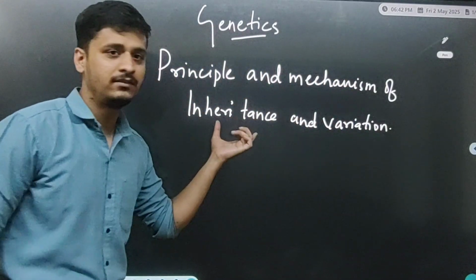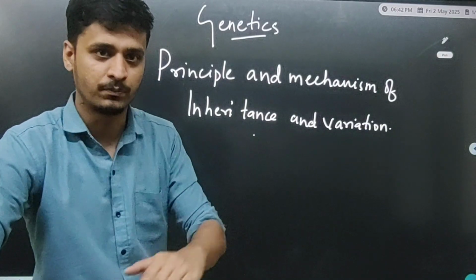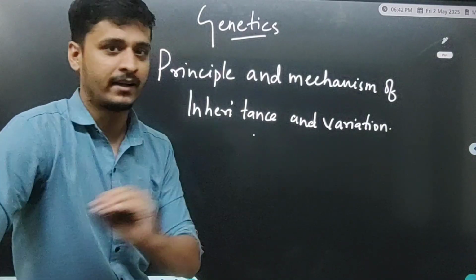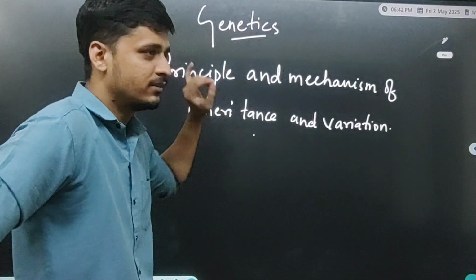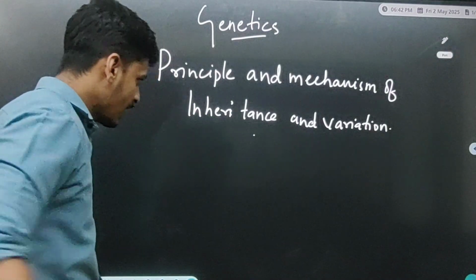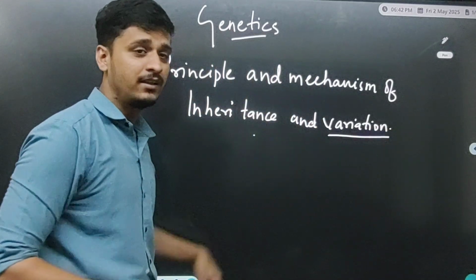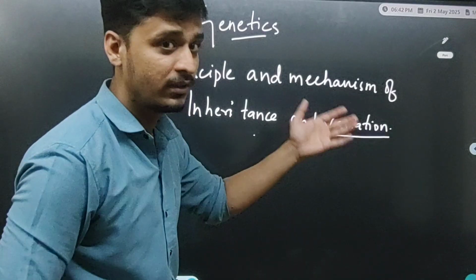So we all know inheritance is an acquired character which is transferred from parents to offspring. Okay, it is an inherited character, right? And this character is transferred from one generation to another generation. Okay, and what is variation? Variation is the degree by which progeny differs from their parents.